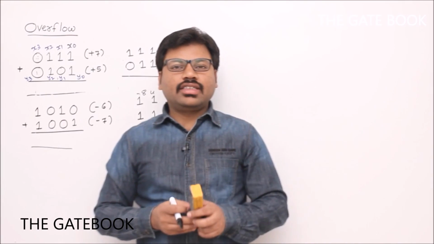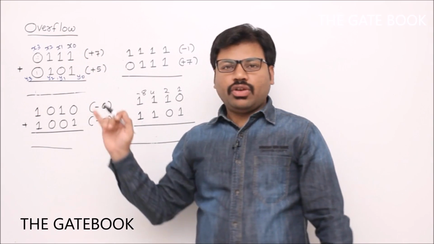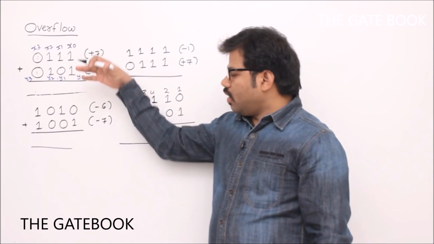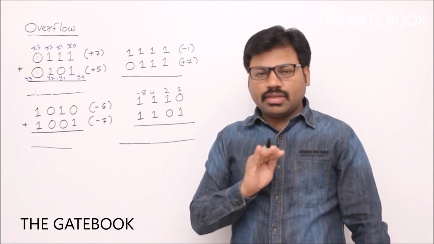Now we'll see the overflow condition in 2's complement addition. Example, let's say you are adding 4-bit numbers. When you are adding 4-bit numbers, why does overflow come? When the sum is not representable with 4 bits, then you get overflow. That is a simple idea.